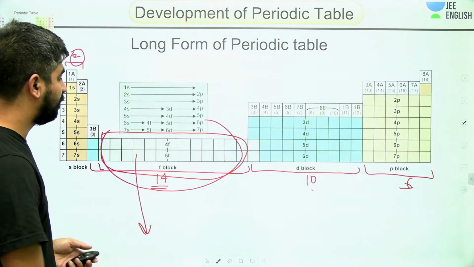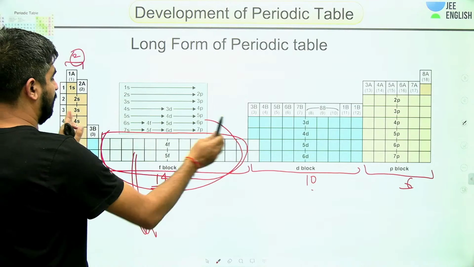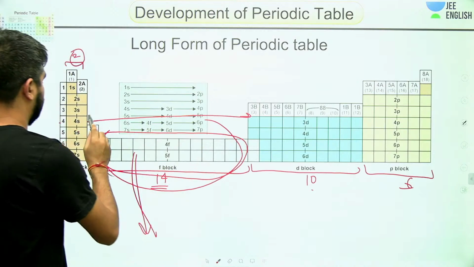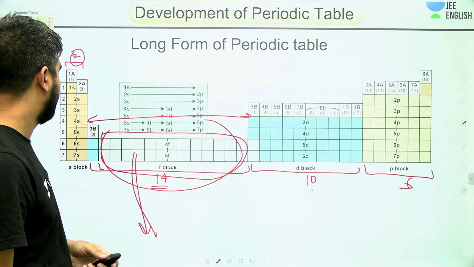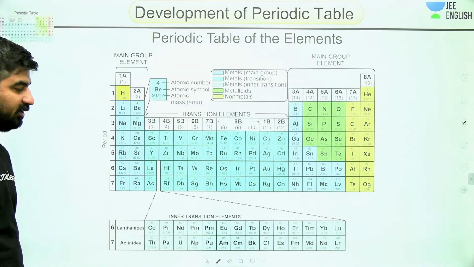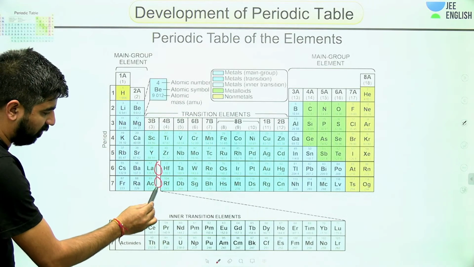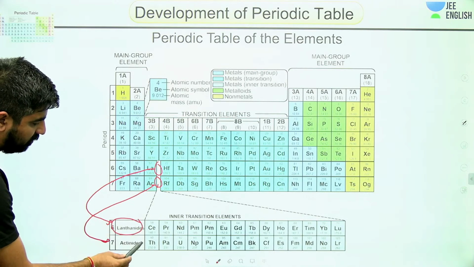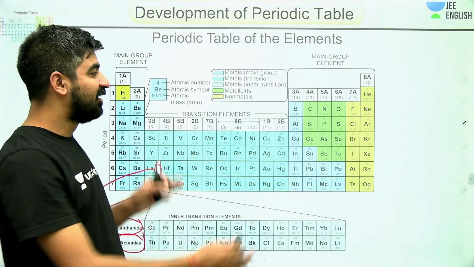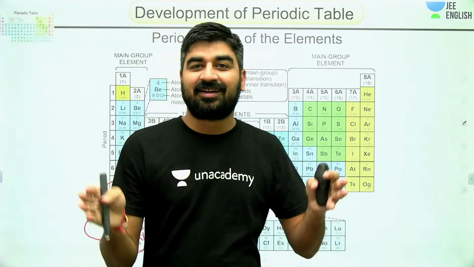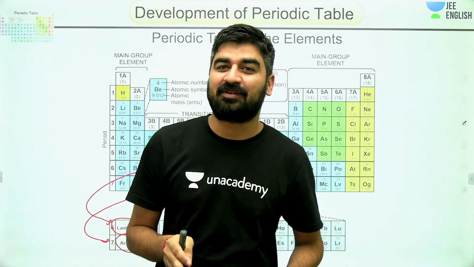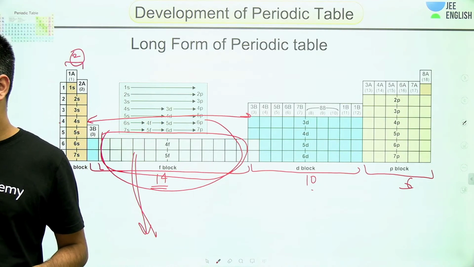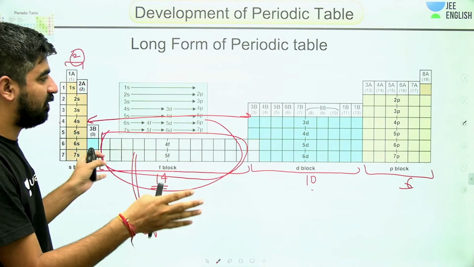When we shifted this part to the bottom, the periodic table became like this. Got it? These 14 elements, after shifting, we have connected with the table, and I place them here and here and call them lanthanoids and actinoids. Now this table has a smaller size than the previous one. You can check, the previous one was very large. Now we have reduced it.